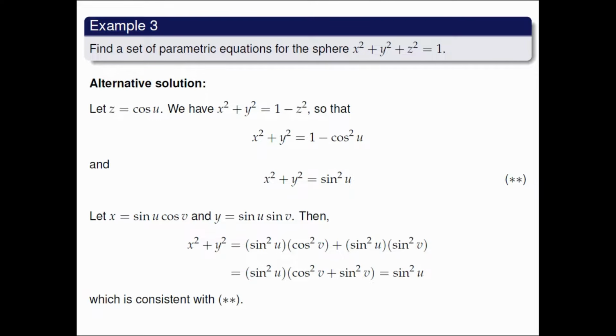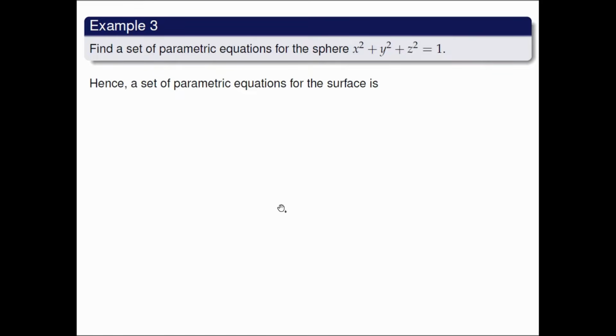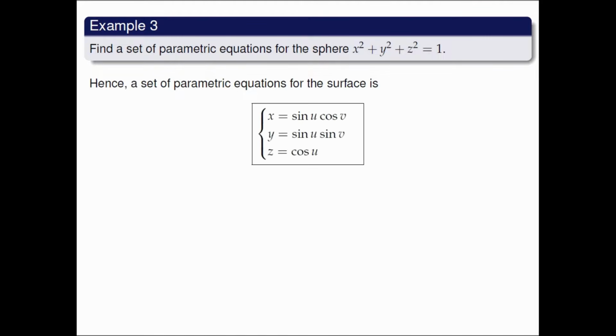So we are now ready to parameterize the surface using this equation and these two equations here. Hence, a set of parametric equations will be x equals sine u cosine v, y equals sine u sine v, and z equals cosine u.